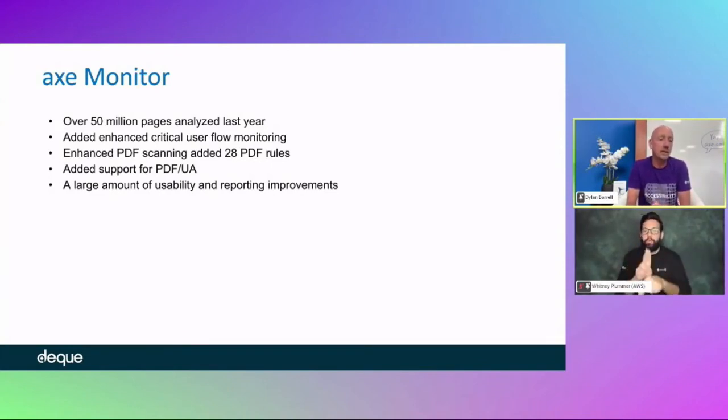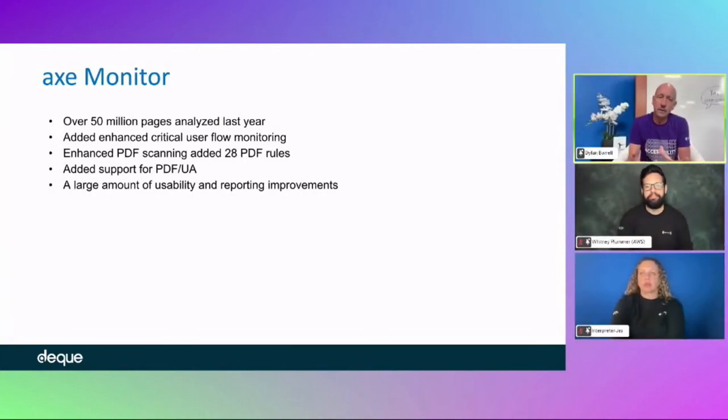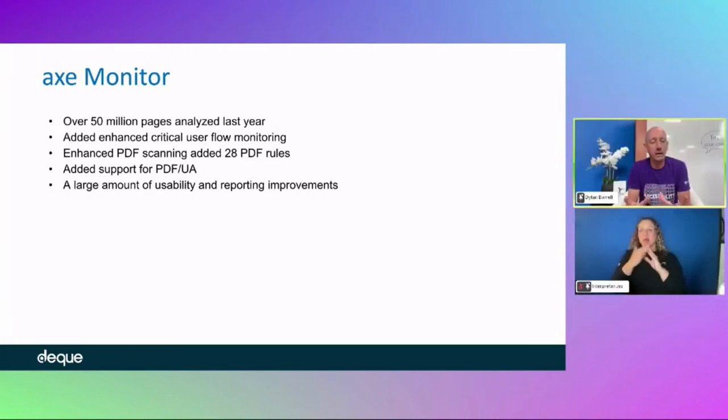We enhanced our PDF scanning and we added 28 PDF rules. So that's a significant improvement over the capability that we had before. But we also added support for PDF UA. Our PDF scanning rules generally are WCAG 2.0 or 2.1 compliant rules, but we know that a lot of people in the PDF community are also really interested in PDF UA. And so we've added support for that as well.